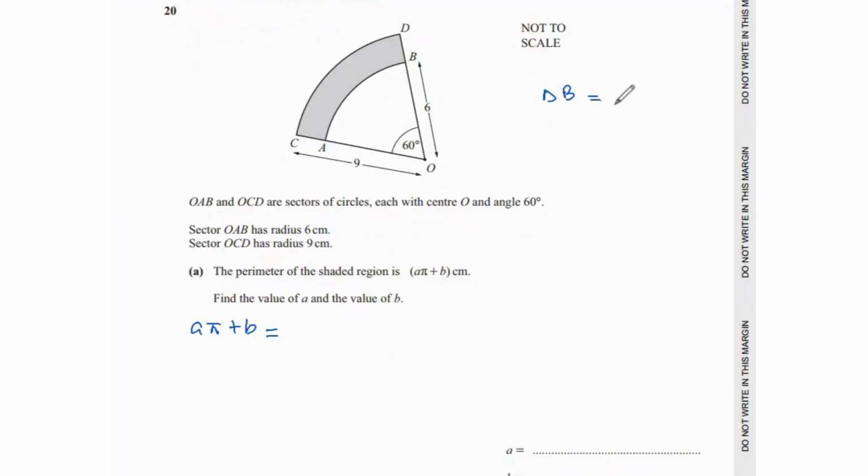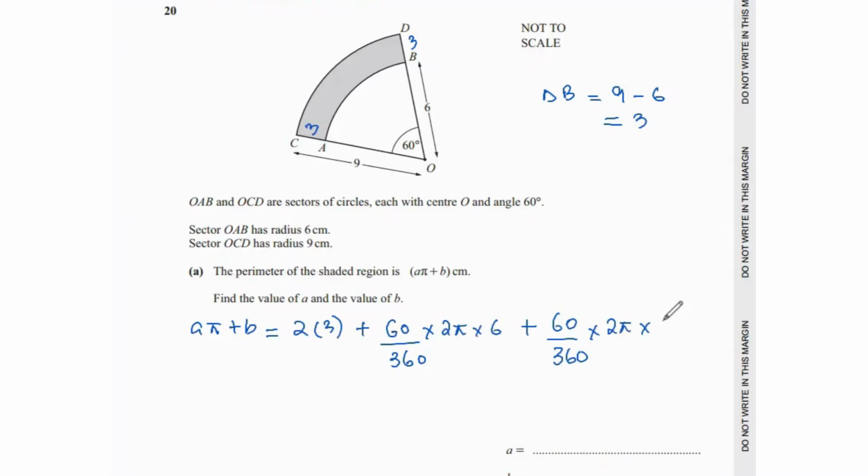DB is going to be 9 minus 6, that's 3. So this is 3 and this is also 3. And then for the arc lengths, we can easily find that using the arc length formula. So 2 times 3, which is your DB and CA, plus 60 over 360 times 2 pi r, that's 6, that's the arc length AB, plus 60 over 360 times 2 pi times 9. That's the arc length for CD.